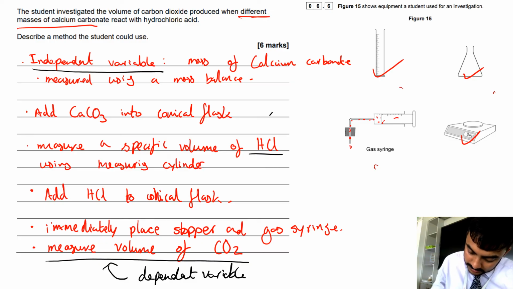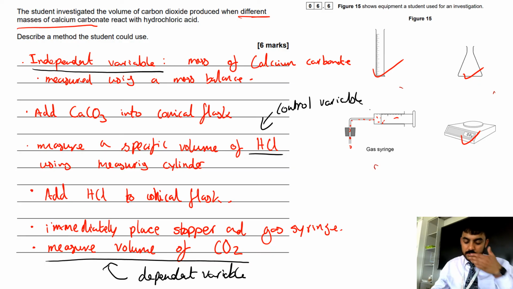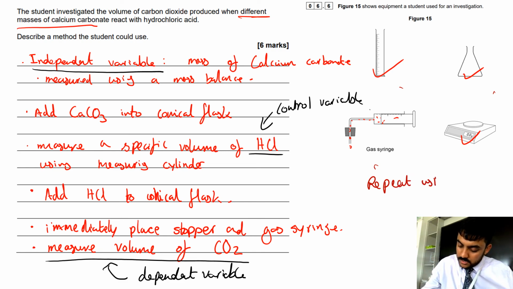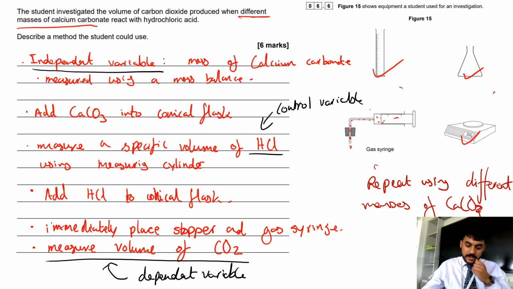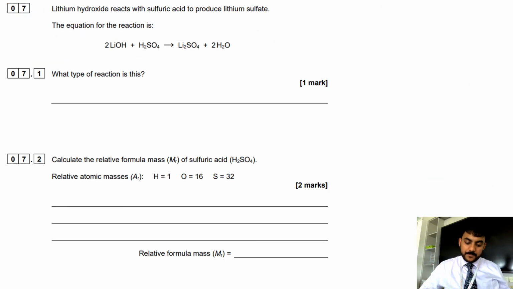Specific volume of HCl, that's my control variable. Look at that, I've used independent, dependent and control variables here. Now, one more thing is, how do we change it? We repeat using different masses of calcium carbonate, CaCO3. There we go, and that's 6 marks in the bag.